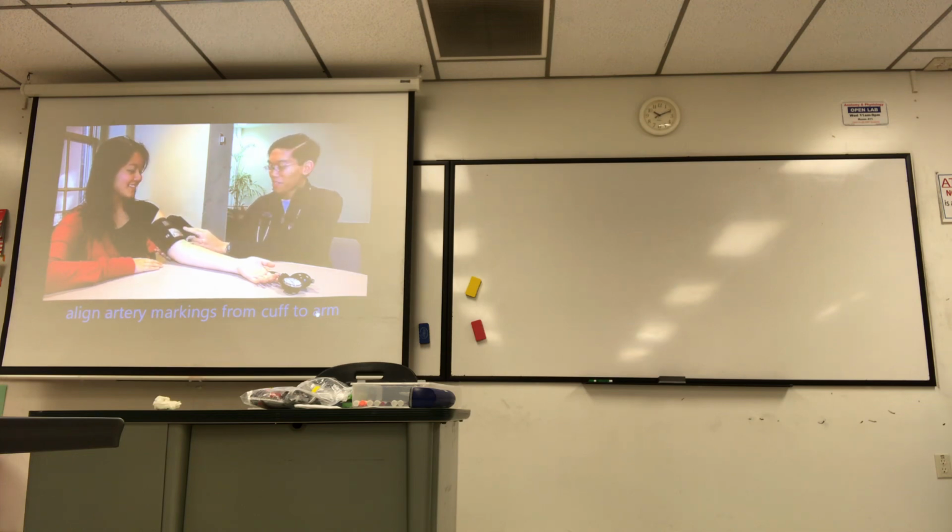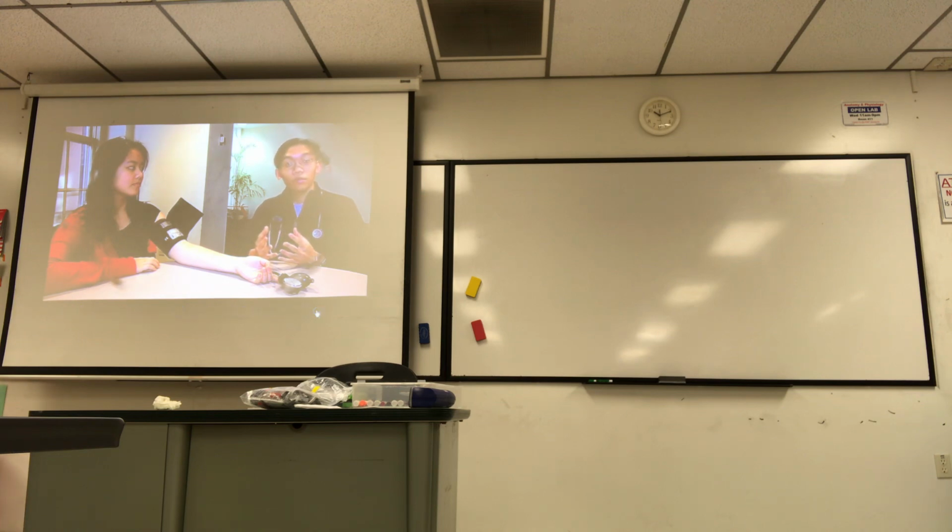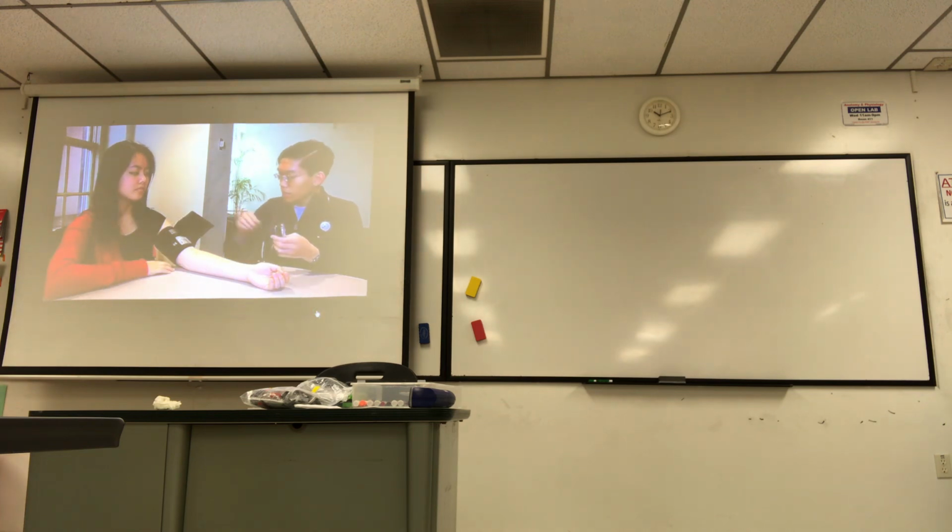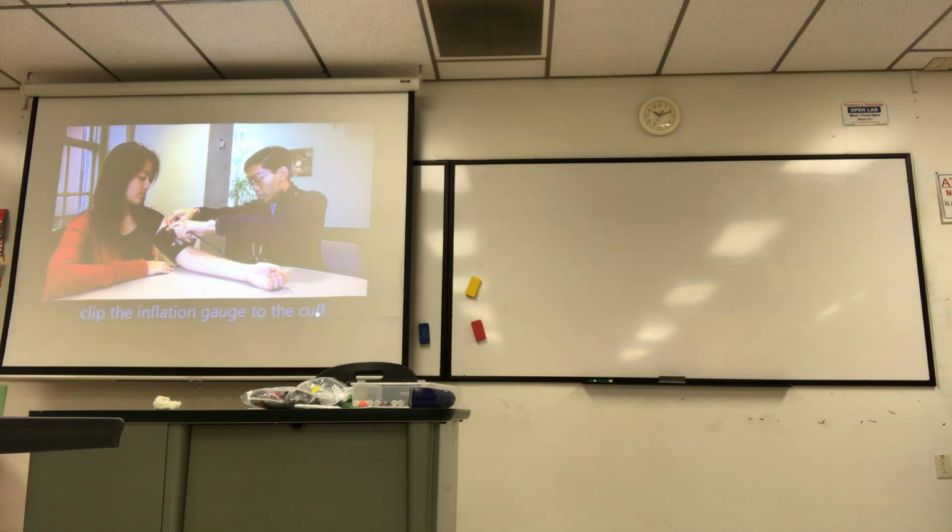Since we're using the left arm in this case, we want to align the left arrow just inside the interior aspect, just above the crease of the elbow. Orient the patient and let them know that they will feel tightness and discomfort in their arm temporarily as the cuff inflates. Ensure that the patient doesn't move the arm or talk as you're taking the reading. The inflation gauge has a clip, and there's a corresponding tab on the cuff where you can attach the gauge for easier reading and viewing.